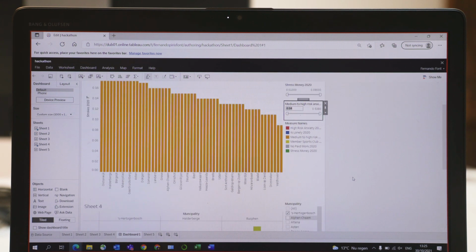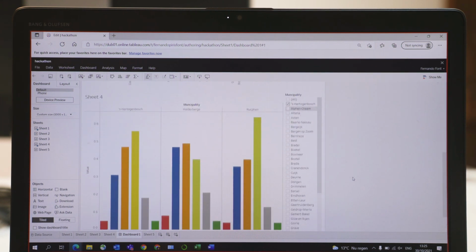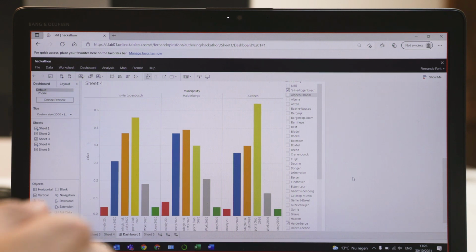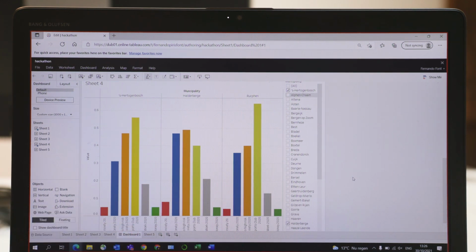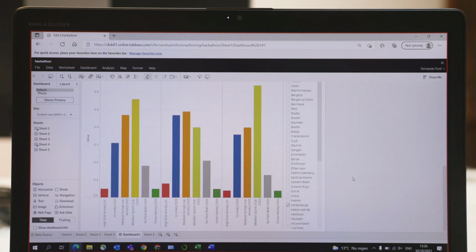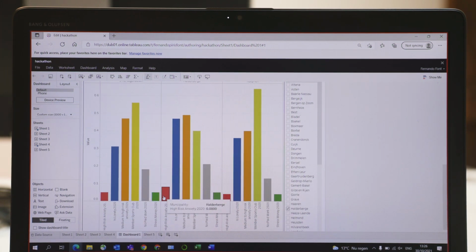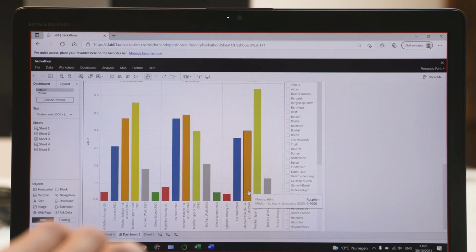Then the next part of our dashboard was to specifically look at each municipality and compare municipalities with each other. So for example, here we have an example of 3 municipalities where each column represents the percentage of a feature. So for example, the yellow column represents the percentage of sports members in that town, and the orange column represents the percentage of people with medium to high risk of anxiety.